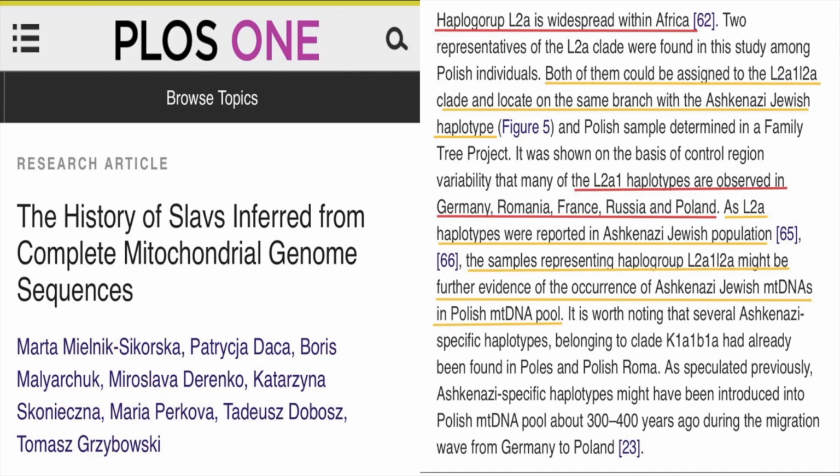This paper also deals with Ashkenazi Jews with haplogroup L2A. It's called The History of Slavs Inferred from Complete Mitochondrial Genome Sequences, and it says haplogroup L2A is widespread within Africa. Both of them could be assigned to the L2A1 L2A clade and located on the same branch with the Ashkenazi Jewish haplotype. The L2A1 haplotypes are observed in Germany, Romania, France, Russia, and Poland, as L2A haplotypes were reported in Ashkenazi Jewish populations. The samples representing haplogroup L2A1 L2A might be further evidence of the occurrence of Ashkenazi Jewish mtDNAs in the Polish mtDNA pool.